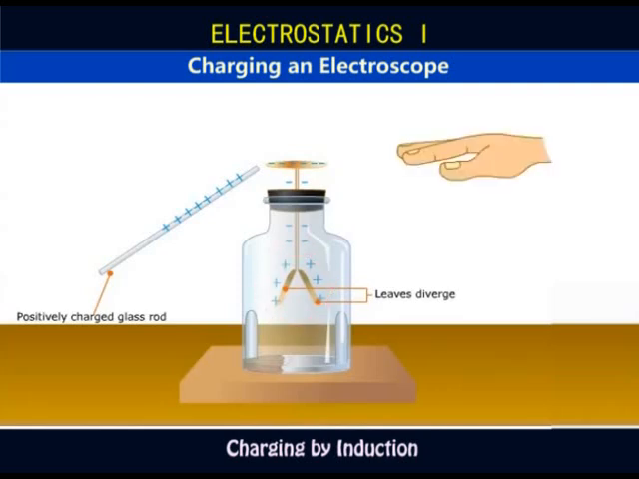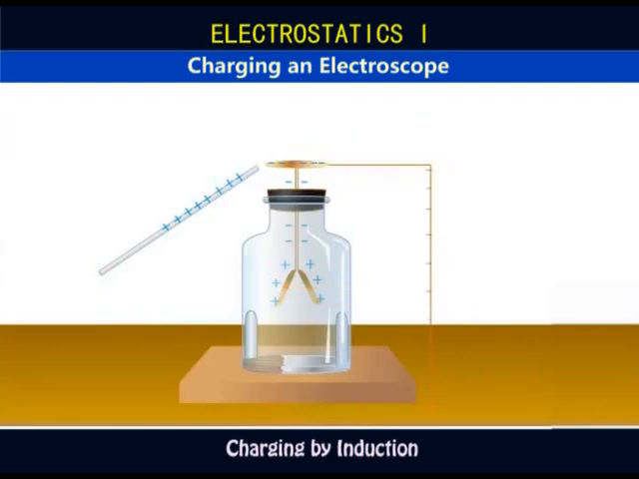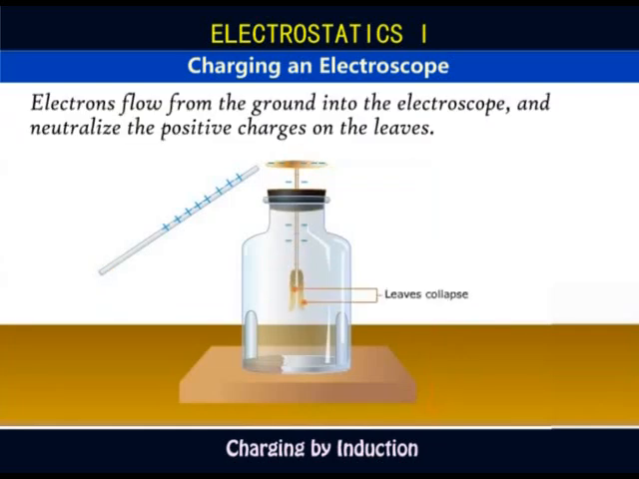When the metal plate is earthed by touching, the leaves collapse. This is because electrons from the ground rush up and neutralize the positive charges in the leaves. So the leaves are neutral.